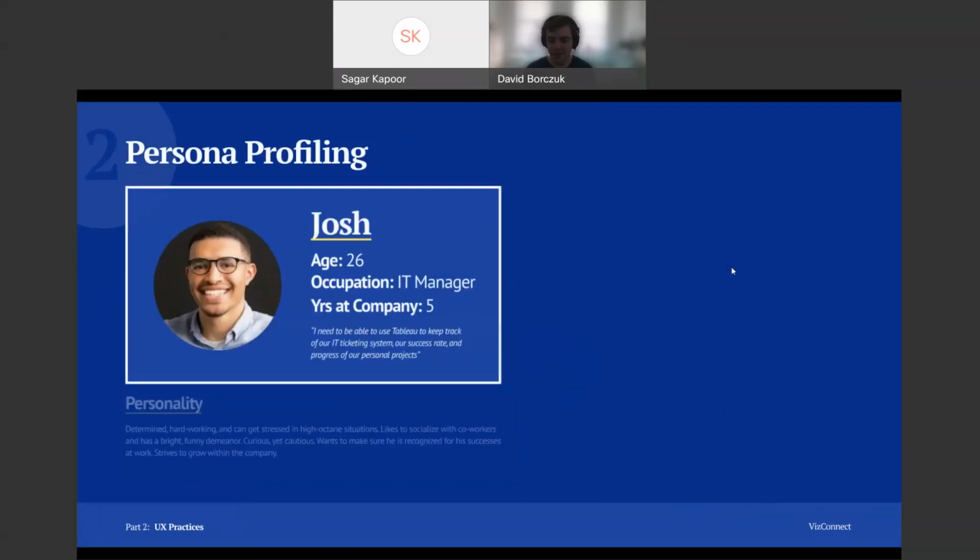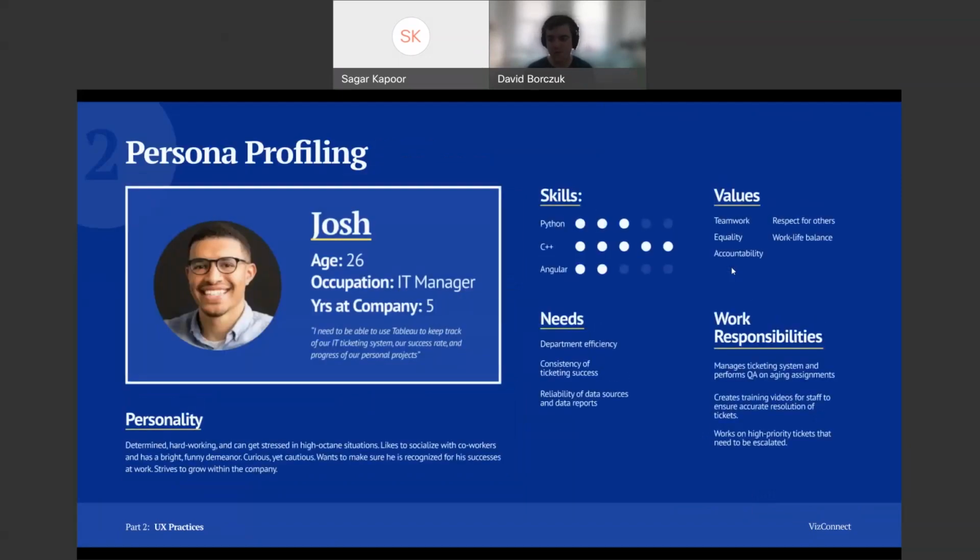So once you do that, and you've figured out all of your brainstorming ideas and you have everything down on paper, you want to start developing your average persona. And I actually created this persona while working on this presentation. We have Josh, who's an IT manager at a company who wants to use Tableau to keep track of an IT ticketing system. And as you can see, I made many different components of Josh's repertoire. I figured out what his skills are, his needs, the values that he has of his job, his work responsibilities, and his personality even.